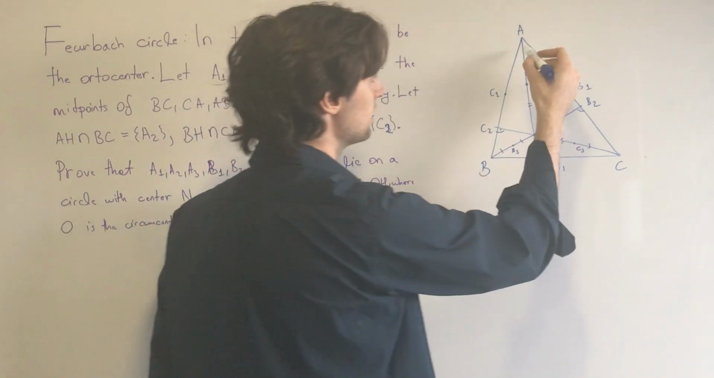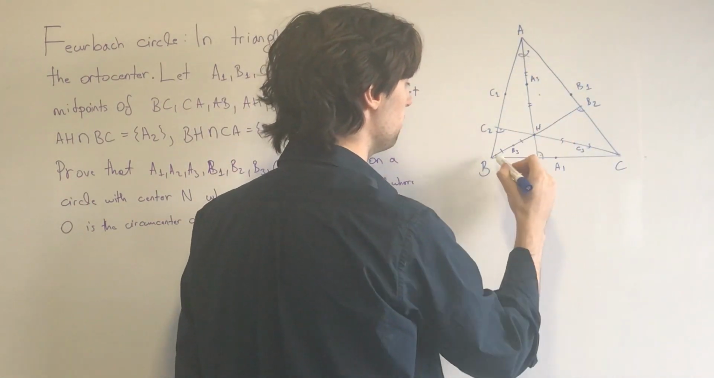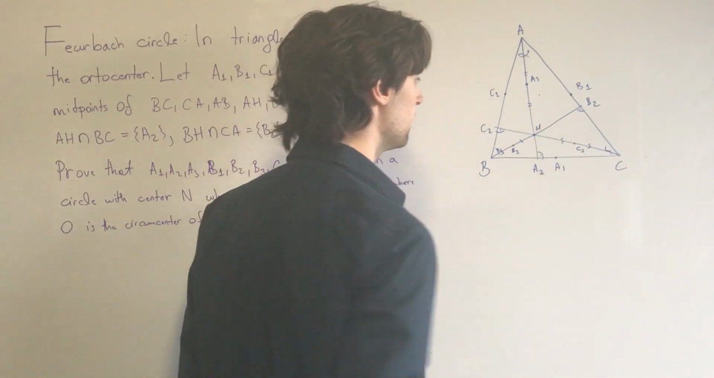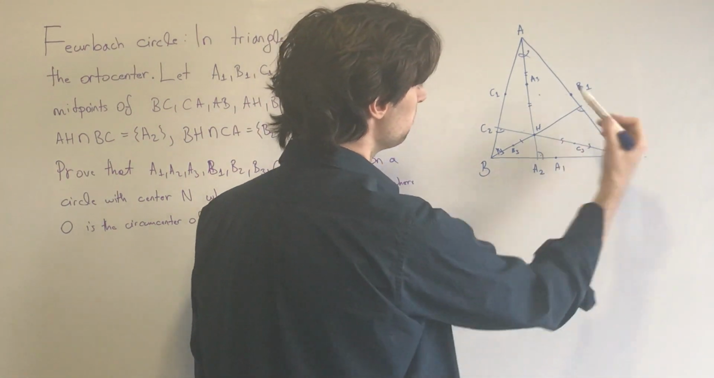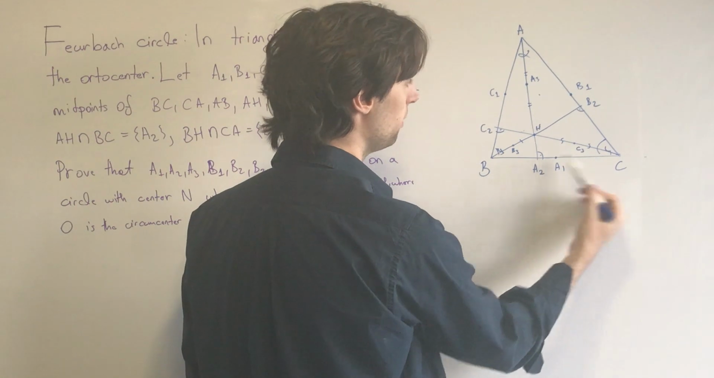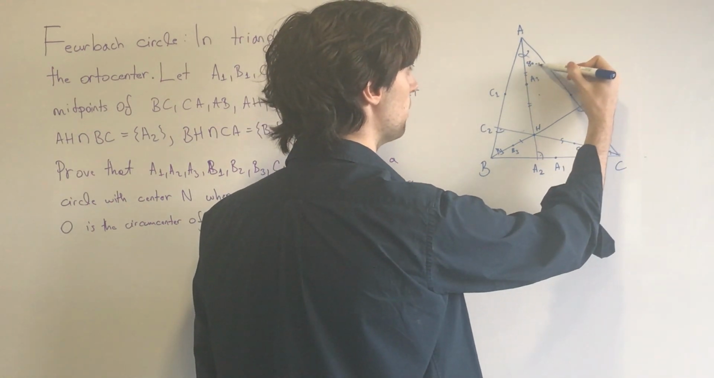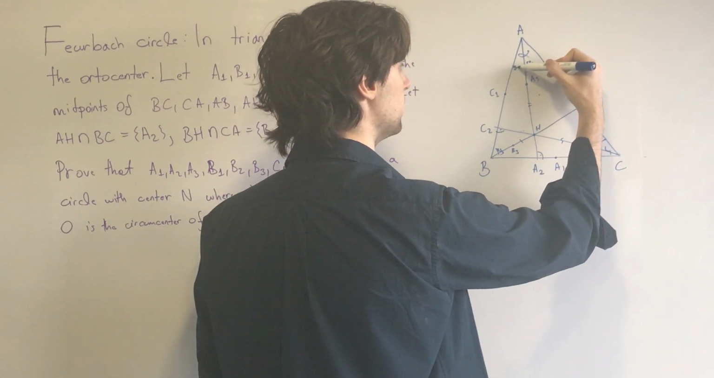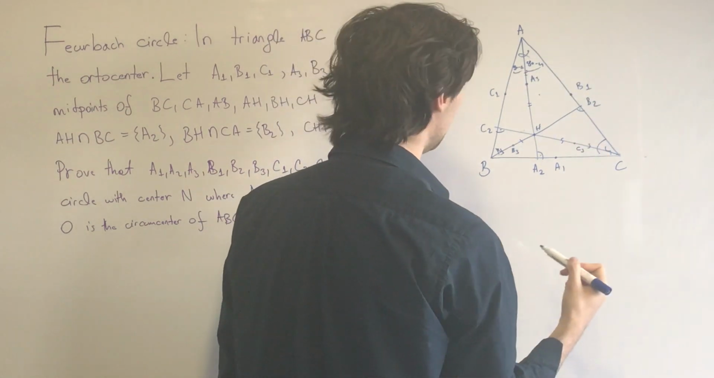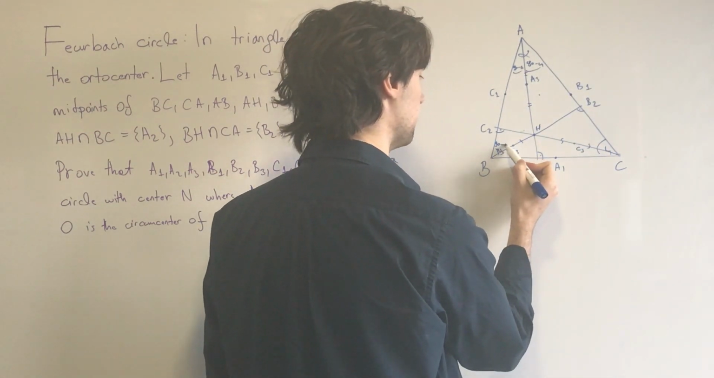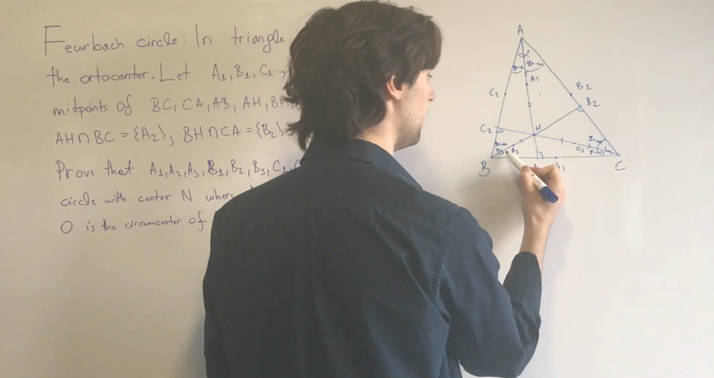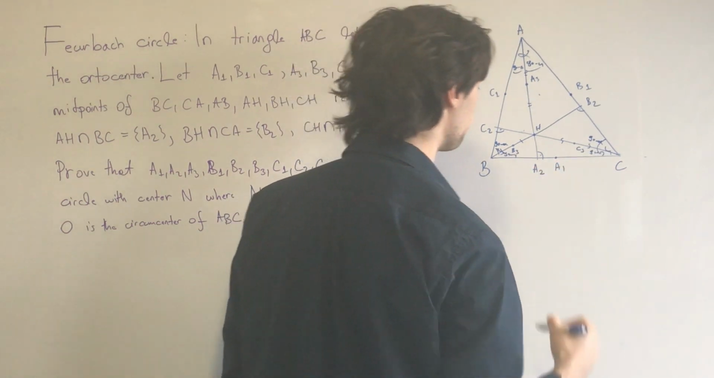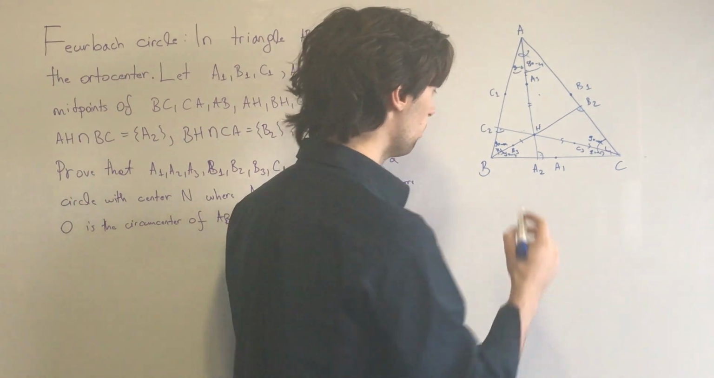So let's label the angles as alpha, beta, gamma. Now what do we have? This is 90, so this whole thing is 180. But because this angle is gamma, we know that this angle is 90 minus gamma. We know that this one is 90 minus beta. And now we also know this is 90 minus alpha, 90 minus beta, and 90 minus gamma. So what do I want?